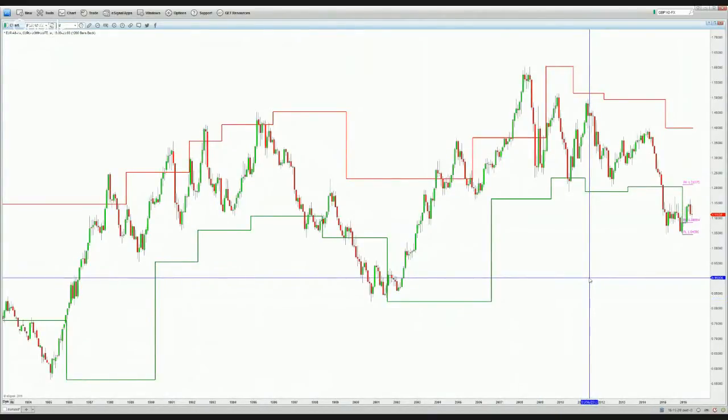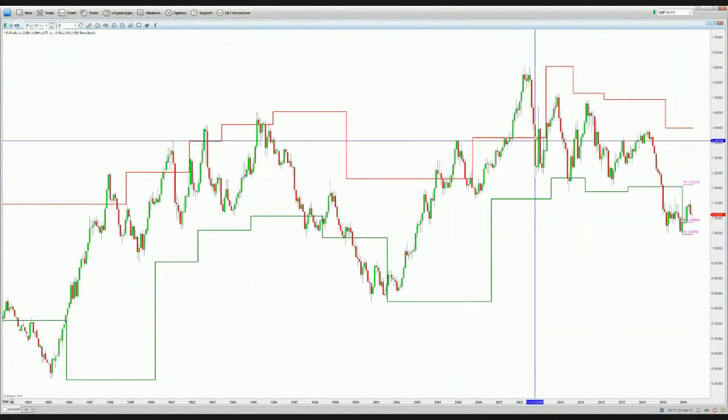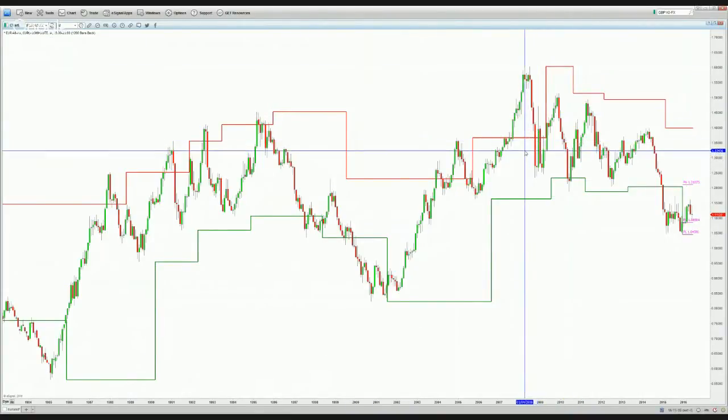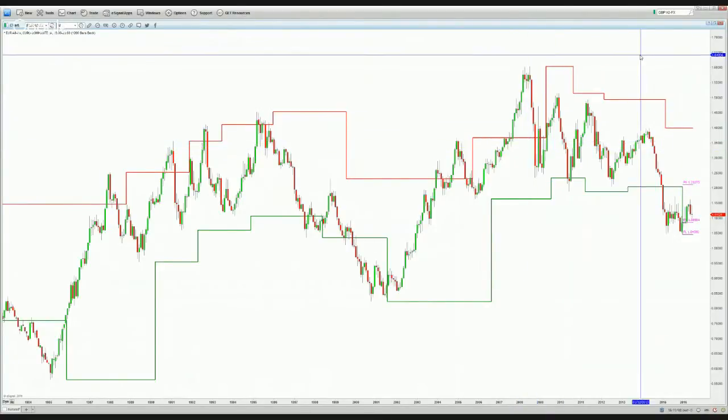If you aren't familiar with round numbers, I don't know how many new people there are in here, they are every 1,000 pips. I did a whole webinar on this. I think it should be in the archives for FX Street.